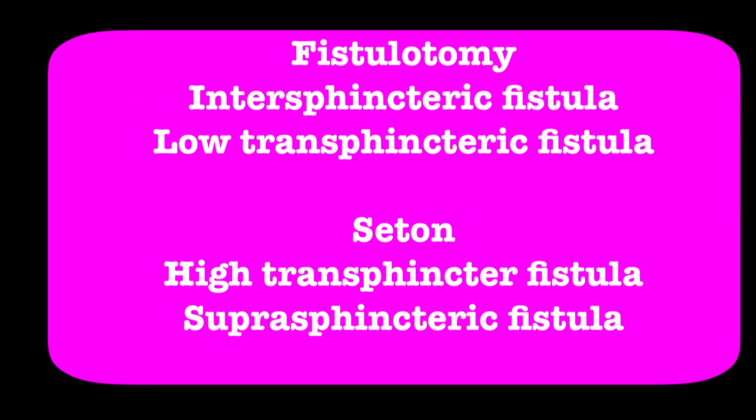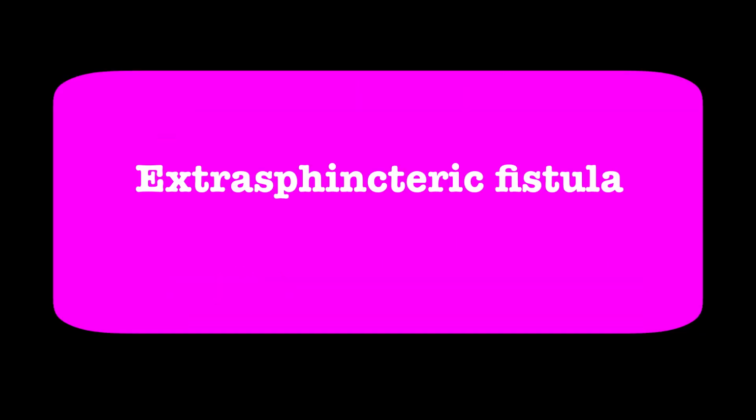Intersphincteric fistula and low type of transphincteric fistula, that means which includes less than 30% of the sphincter muscle, are approached with fistulotomy. But the high type of transphincteric fistula and suprasphincteric fistula need the placement of seton. The extrasphincteric fistula is the complex one, and in general the portion of the fistula outside the sphincter should be opened and drained.